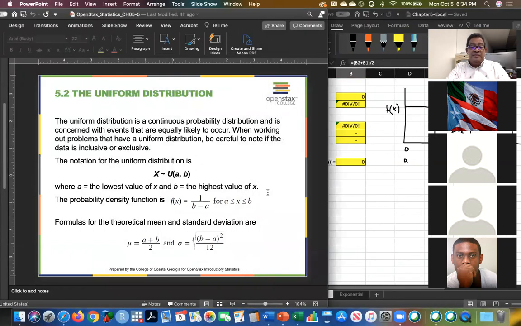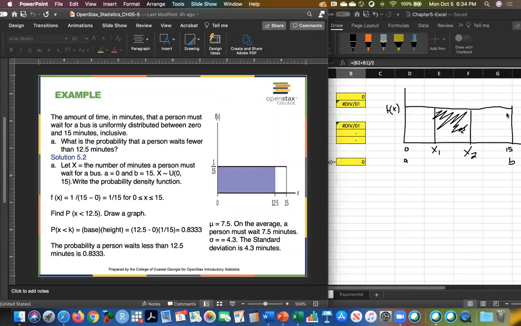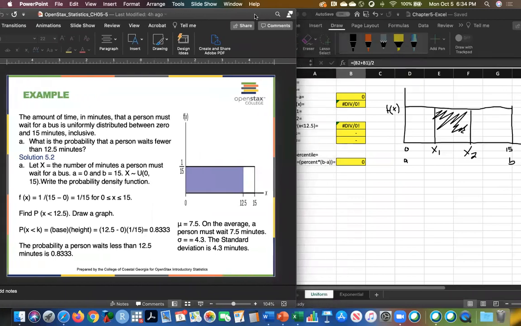So we have this uniform distribution, we have the lowest and the highest value that determine the base. In order to find the heights, I'm going to divide 1 by b minus a, right? We have the formula for the mean, and we have the formula for the standard deviation. So in this case, this is very simplistic too. So let me make this smaller, and let me take my face out of this picture so we might have more space, right?